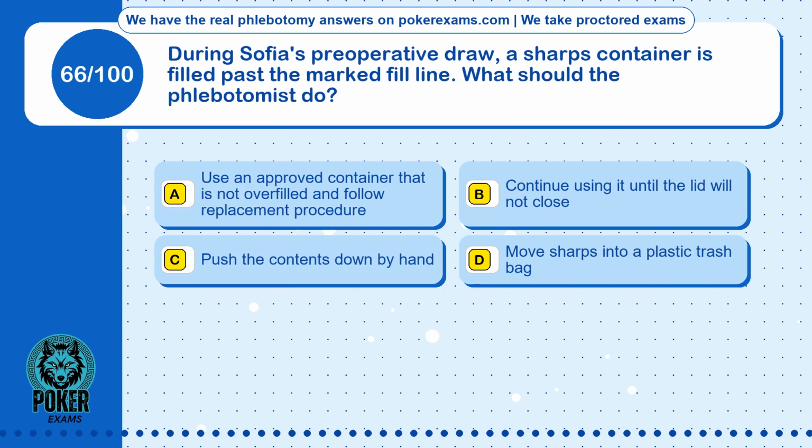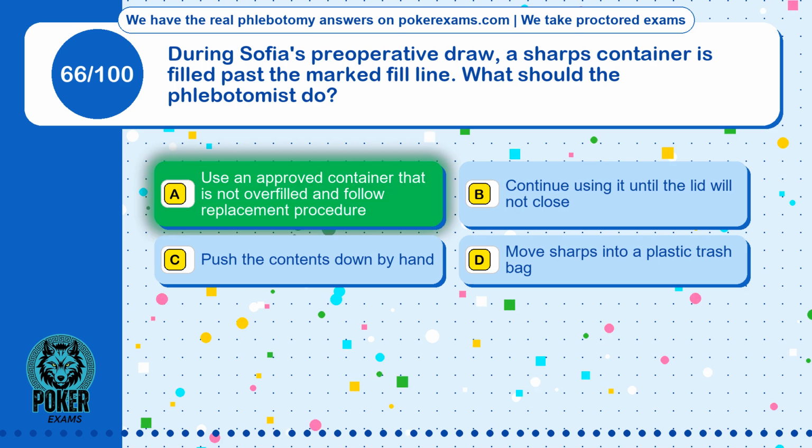Question 66. During Sophia's preoperative draw, a sharps container is filled past the marked fill line. What should the phlebotomist do? Option A, use an approved container that is not overfilled and follow replacement procedure. Option B, continue using it until the lid will not close. Option C, push the contents down by hand. Option D, move sharps into a plastic trash bag.